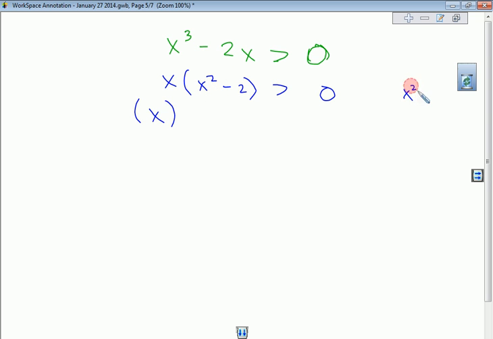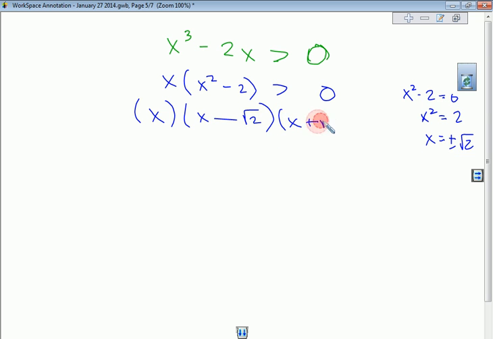And so what would this factor to as a linear factor? X squared equals 2. So what does x equal? Root of 2. Plus or minus root 2. So the linear factorization would look like this. X minus root 2, and x plus root 2.